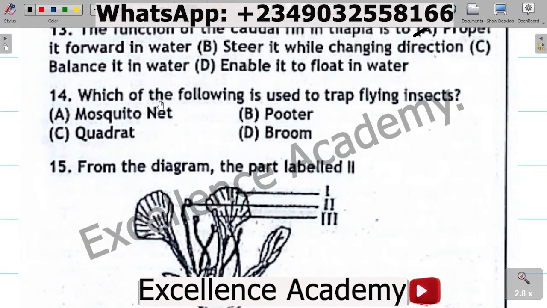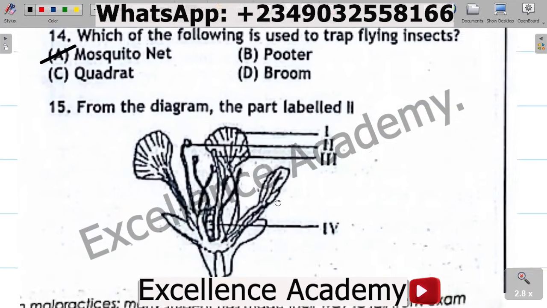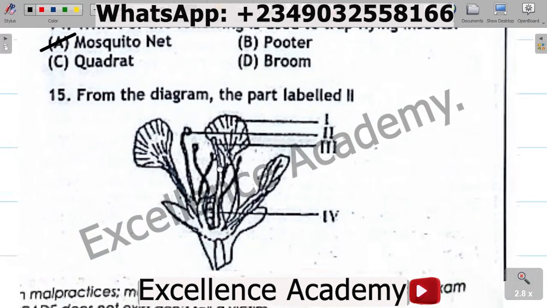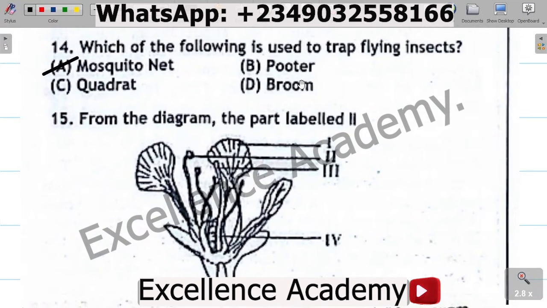Question 14. Which of the following is used to trap flying insects? A. Mosquito net, B. Putter, C. Quadrat, D. Broom. The correct option is A. Mosquito net. An insect net is used to trap flying insects, but what we have here is mosquito net, so choose option A. A putter is used to collect little organisms without harming them gradually. A quadrat is used to estimate the number of organisms in a particular area. The broom is used for clearing and sweeping of insects. So the correct option is A.